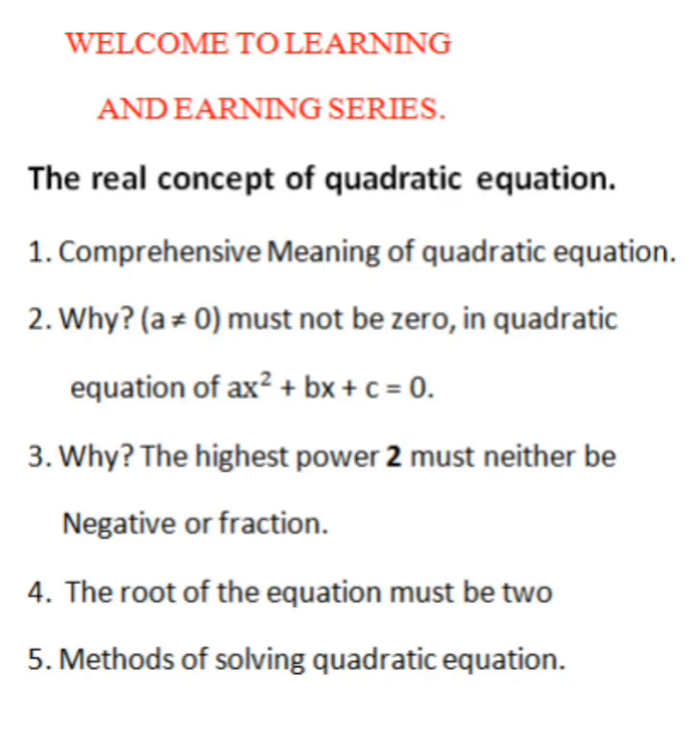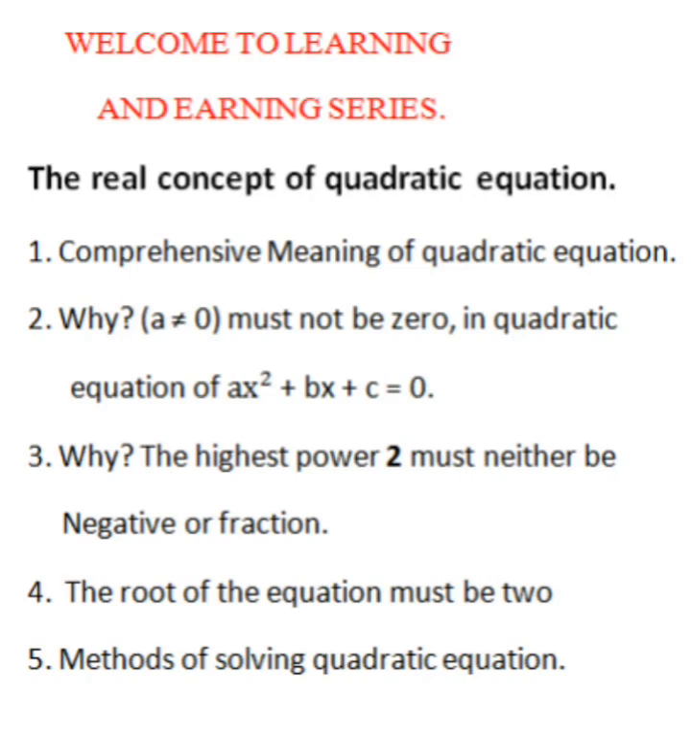We are going to look at quadratic equation, especially the real concept of quadratic equation. Below is the list of subtopics we are going to look at. One of them is the comprehensive meaning of quadratic equation. The second one is why a must not be equal to 0 in quadratic equation of ax squared plus bx plus c equals 0.